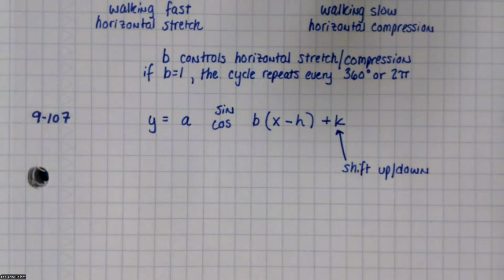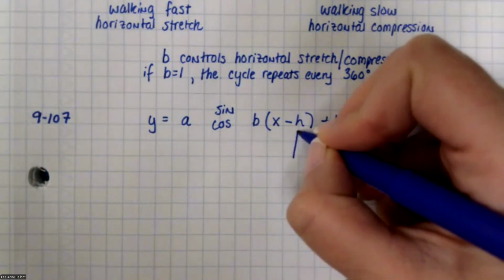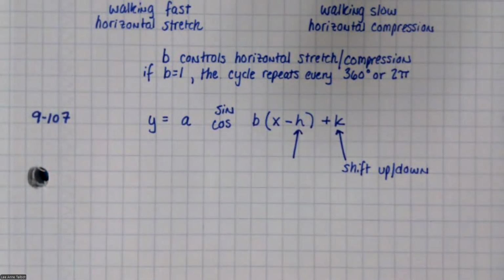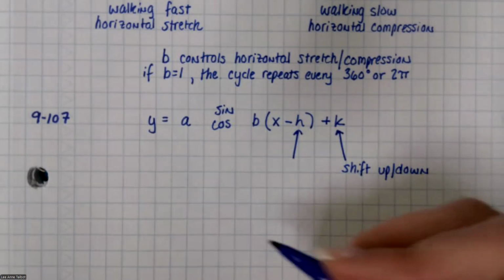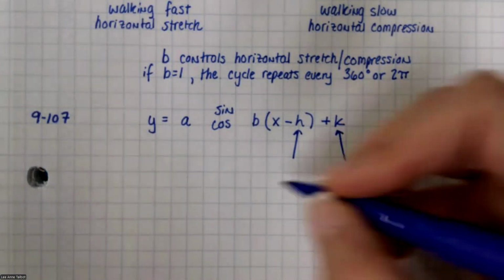K is your shift up or down. This does not change with a sine or cosine wave. It's just your usual K. What is H? It's shift left or right, but it is actually going to turn into the start.